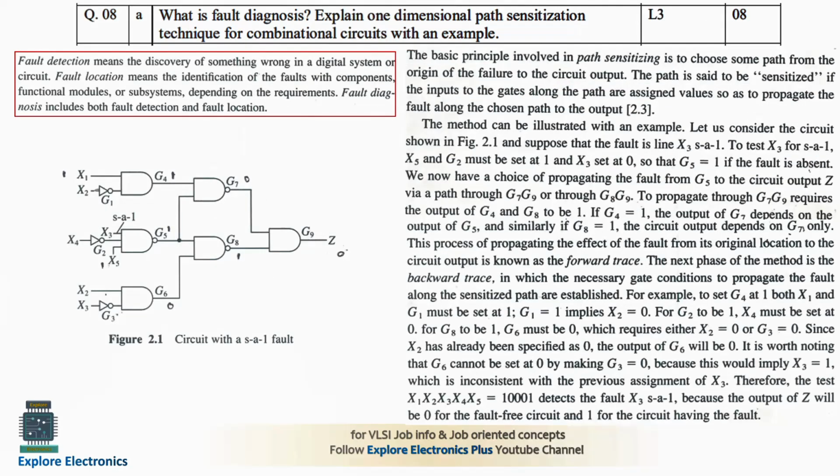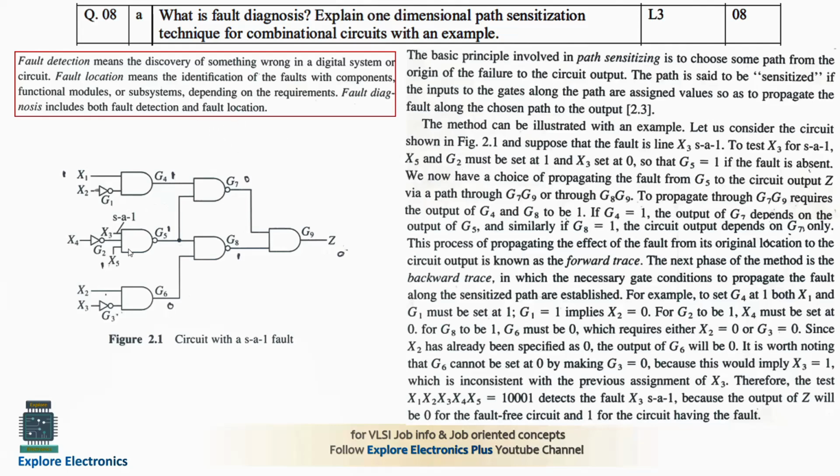What is fault diagnosis? Explain one-dimensional path sensitization technique for combinational circuits with an example. Fault detection is the discovery of something wrong in the digital system or the digital circuit. Fault location means the identification of the fault with components, functional models or subsystems depending on the requirement. Fault diagnosis includes fault detection as well as fault location. Fault detection means in the system we need to detect that the fault has occurred. Fault location means we need to find where actually it has occurred.